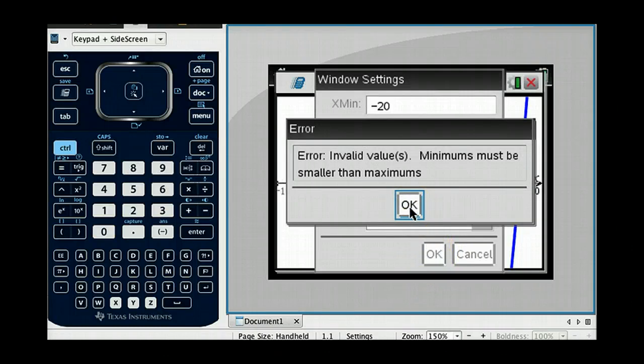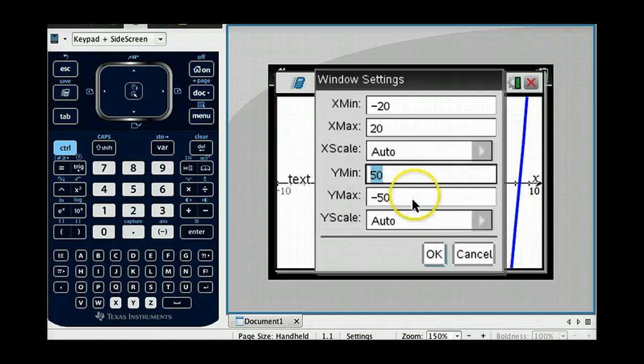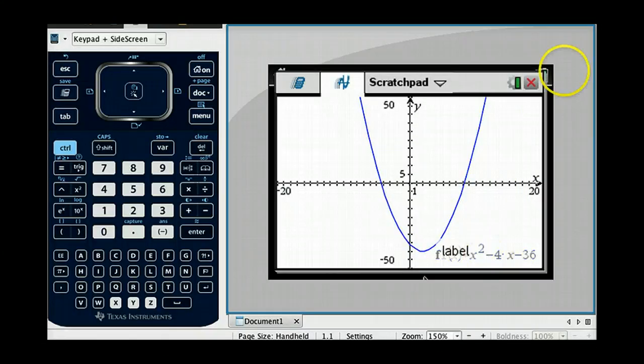Once you did that, it says, oh, sorry, -50, then +50. There you go. So -20, 20 should be auto, -50, 50, and then auto. You hit OK, and this is the graph that you're going to sketch.